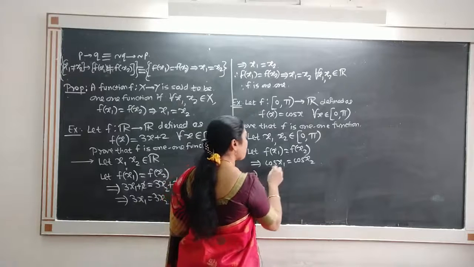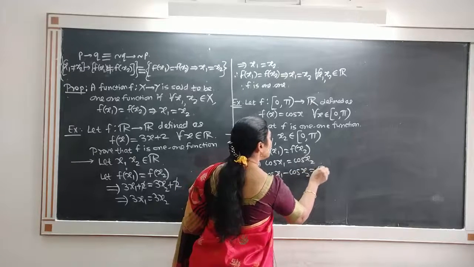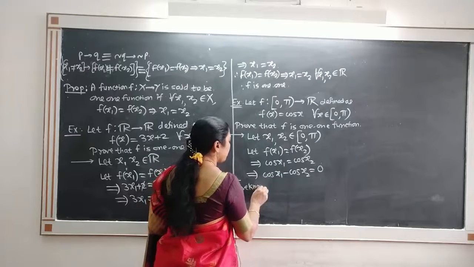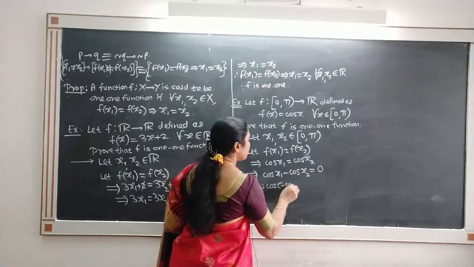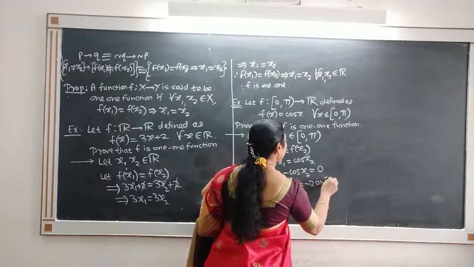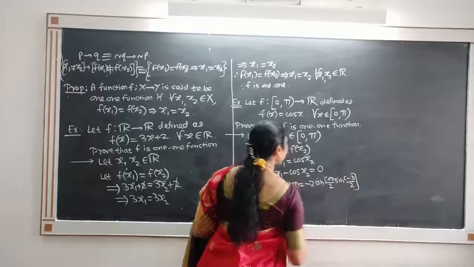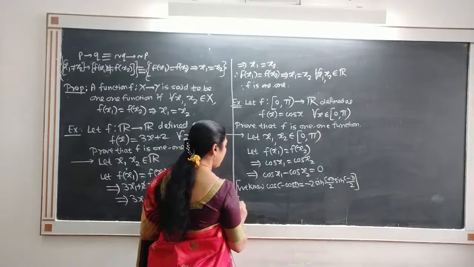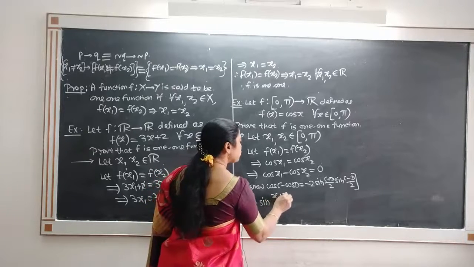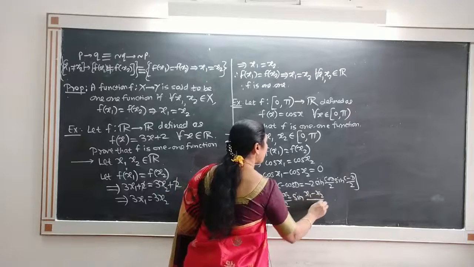So, what is meant by cos of x1 is equal to cos of x2? That is cos of x1 minus cos of x2 is equal to 0. Now, you know the formula for cos C minus cos D. What is the cos C minus cos D formula? It is nothing but minus 2 sine of (C plus D) by 2 into sine of (C minus D) by 2. So, use that formula. What is cos of x1 minus cos of x2? It is minus 2 sine of (x1 plus x2) by 2 into sine of (x1 minus x2) by 2, which is equal to 0.